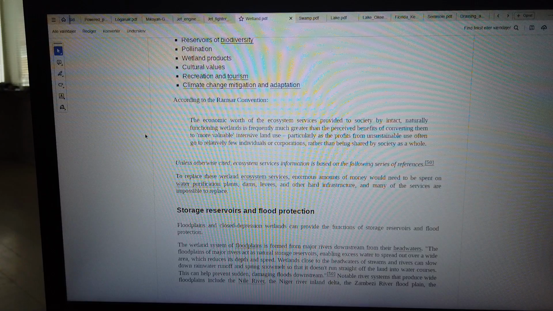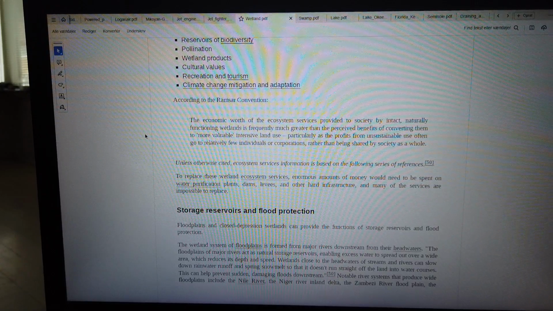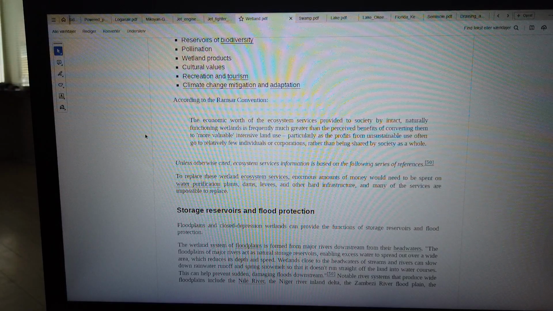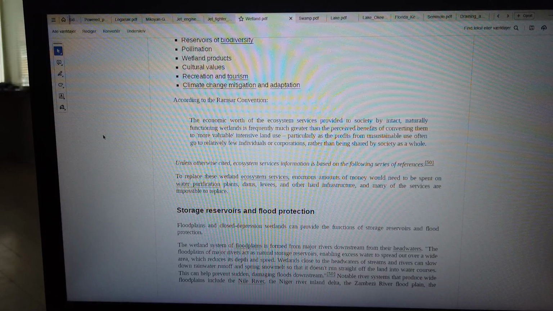Wetlands close to the headwaters of streams and rivers can slow down rainwater runoff and spring snowmelt so that it doesn't run straight off the land into watercourses. This can help prevent sudden, damaging floods downstream.